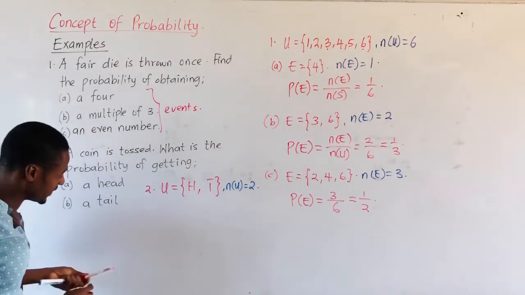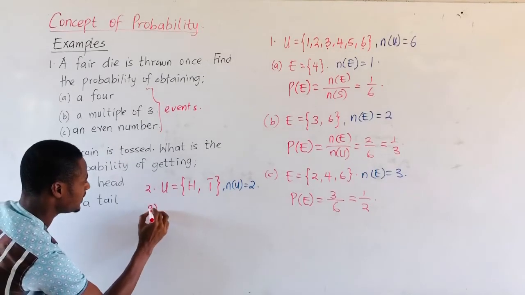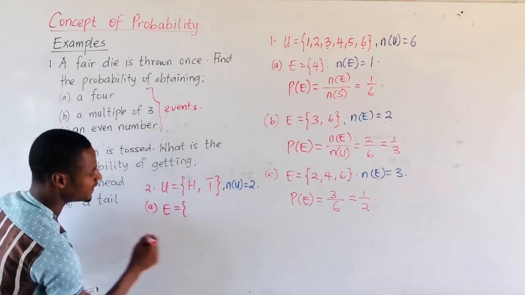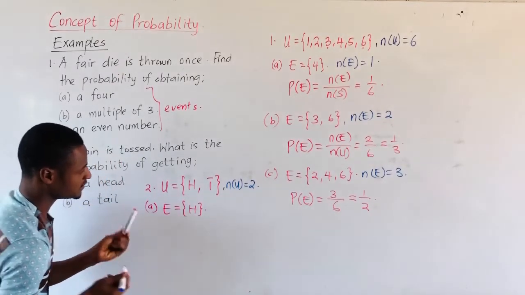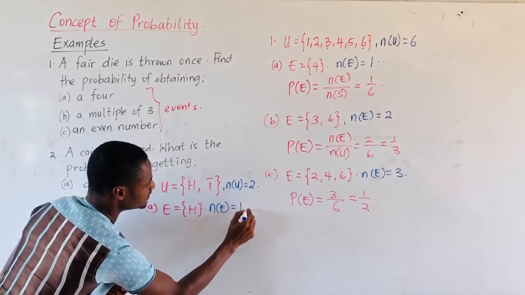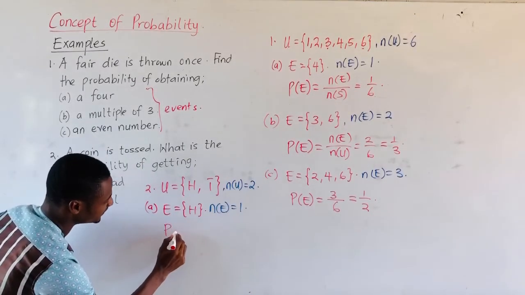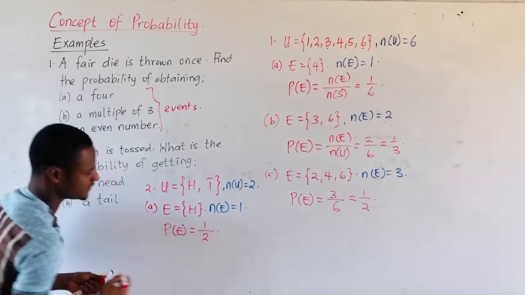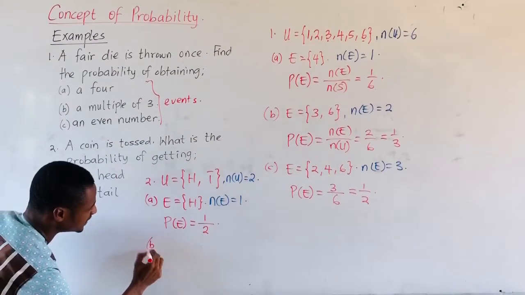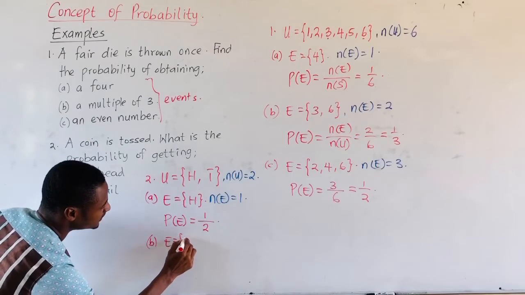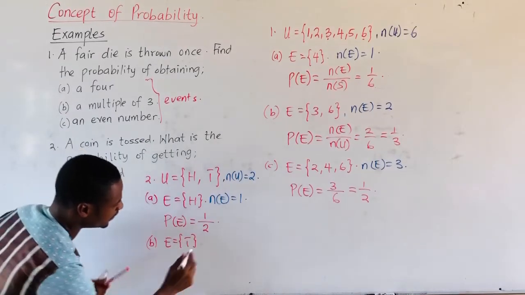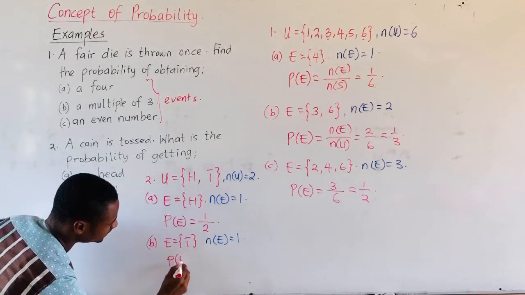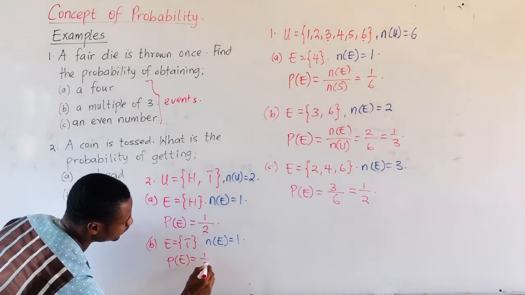Then for the events, our first event is obtaining a head. So let's look for the heads here. We have only one of that. And the number of elements in this event is 1. So our probability will be equal to number of elements in the event divided by number of elements in the sample space. Then we have our second one. The event is obtaining a tail. And then the number of elements in this event is again 1. So our probability will be equal to 1/2.